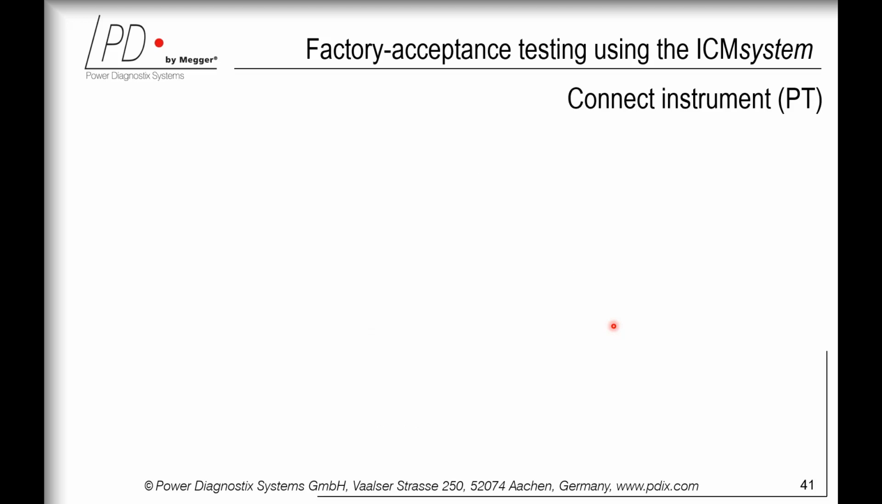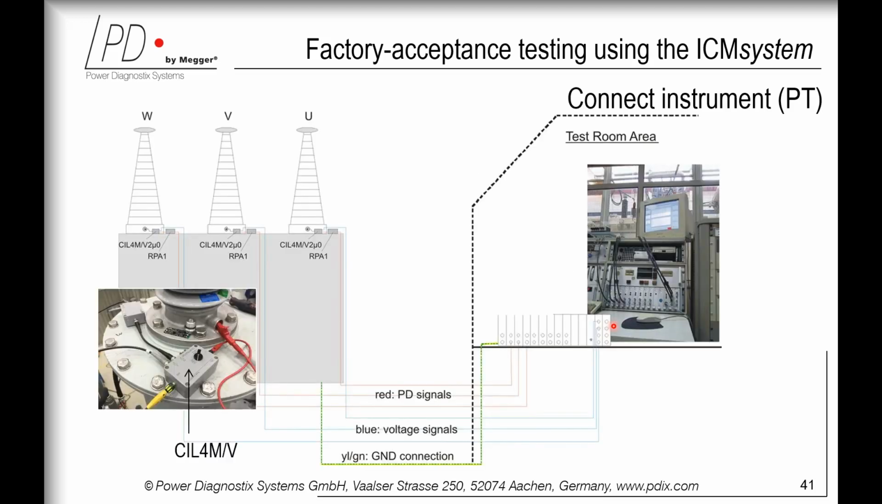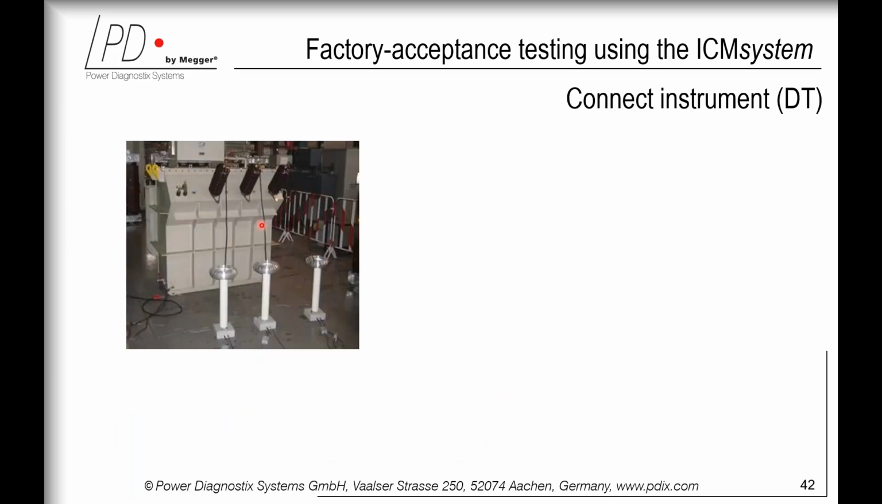So when testing power transformers, the connections look like shown. The measuring impedance is connected to the test tap. The measuring impedance then delivers 2 signals. The PD signal, which is connected via a short cable to a preamplifier, and the amplified signal is then connected to the ICM system together with the divided voltage signal. Here's a second cable, also shown here, directly fed to the ICM system.